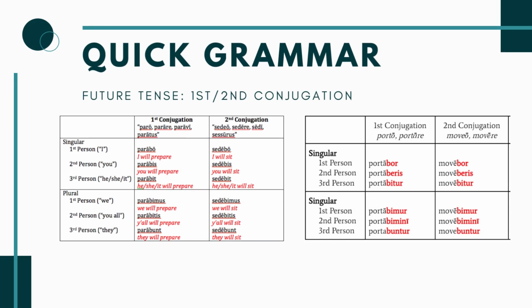Okay, so it would look like this, and this is just sort of a quick snapshot. But you have on the left active voice, 2 different verbs, first and second conjugation. So parare, to prepare, you have parabo, parabis, parabit, and down the line. And then you have a second conjugation verb, sedere, right? Sedebo, sedebis, sedebit. And it means I will do this, right? I will prepare, you will prepare, I will sit, you will sit. That's future tense.